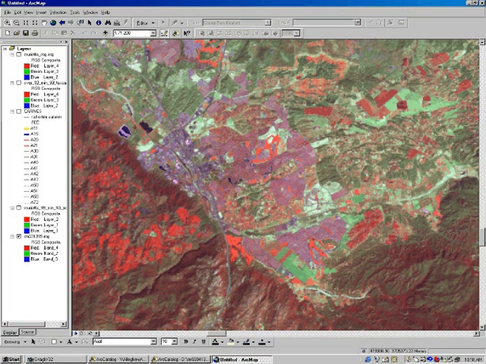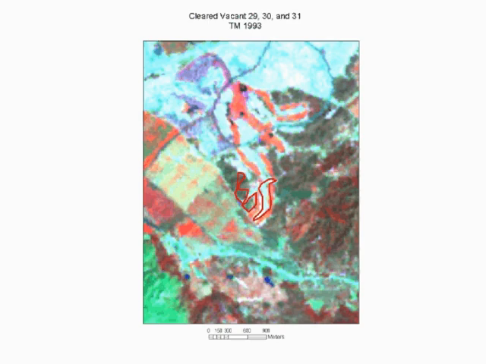Analysis of 1999 imagery of the same area provides the analyst with evidence of expansion of the residential area into areas that were previously cleared and forested. Additionally, new vacant and cleared areas can be identified as being carved out of areas previously identified as forested.